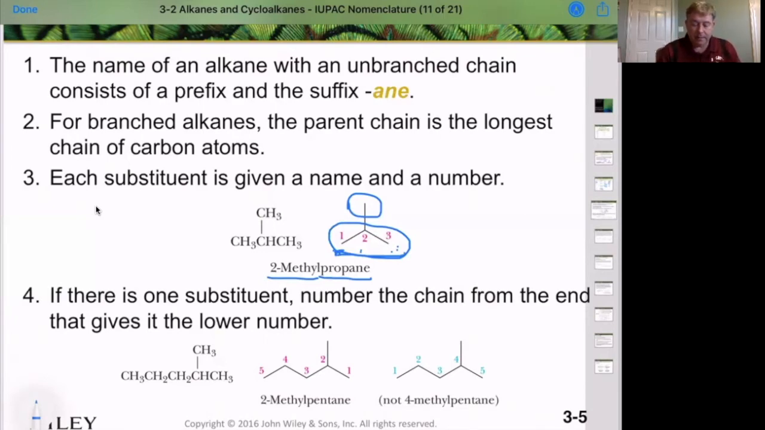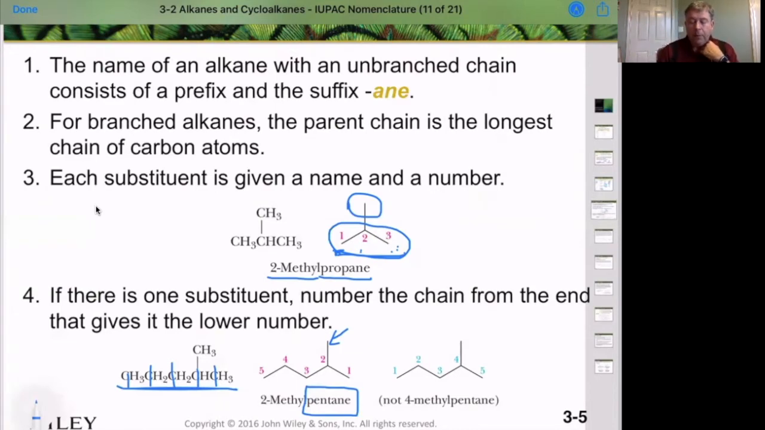So in the case of this, we have 1, 2, 3, 4, 5 carbons in our main chain. So that gives us the pent. And then we have ane for being an alkane. So it's pentane. So that's our parent chain, the pentane. And we have 1 substituent on here, and it has 1 carbon. So that's methyl. Meth for 1 and yl for being a substituent.